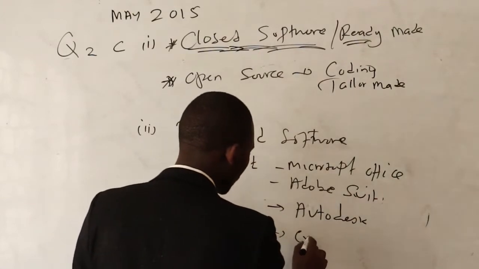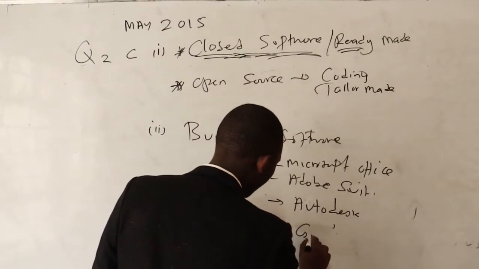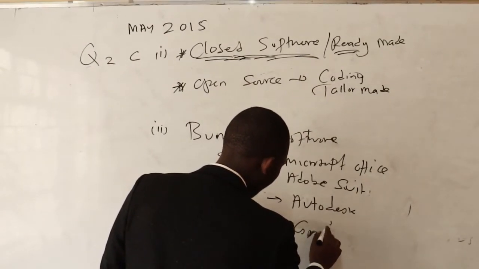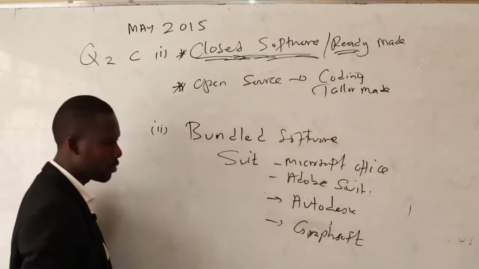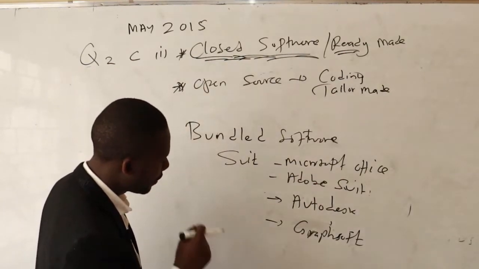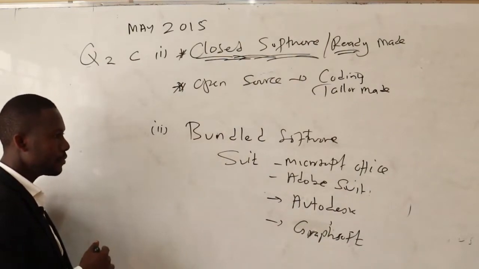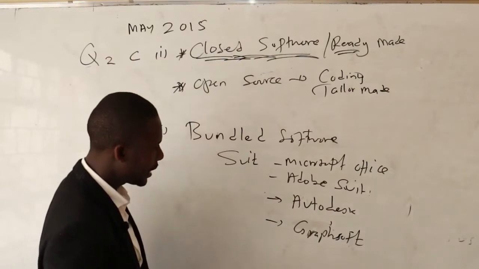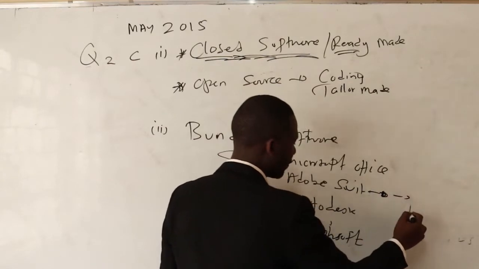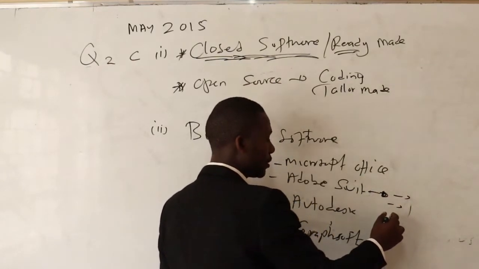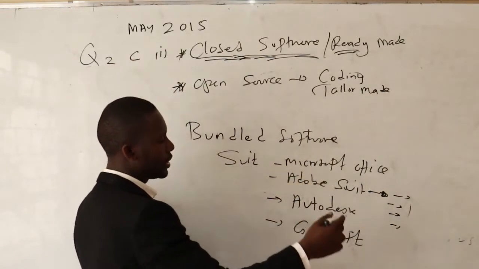We have GraphSoft. Again, they also create the programs used for architectural design and interior design. So this software comes as a suite. And coming as a suite means that if it is Adobe, once you install this software, you get software for graphic design, for video editing, for After Effects, and for photo editing and so on.